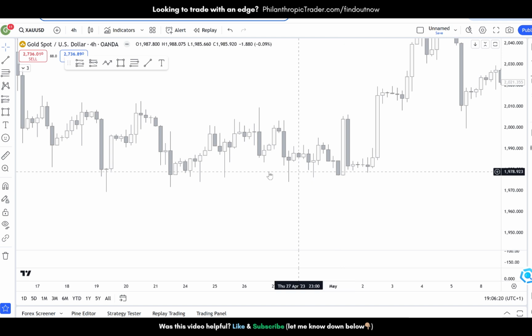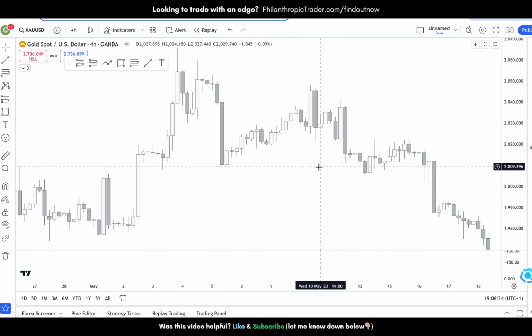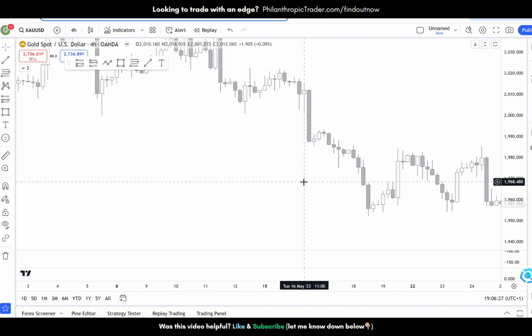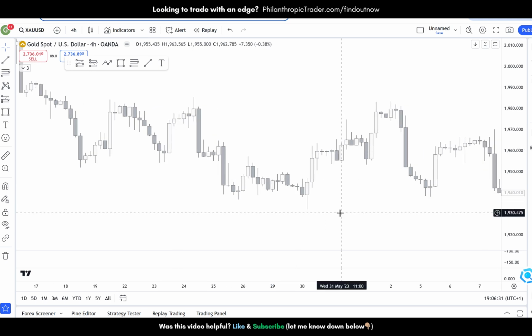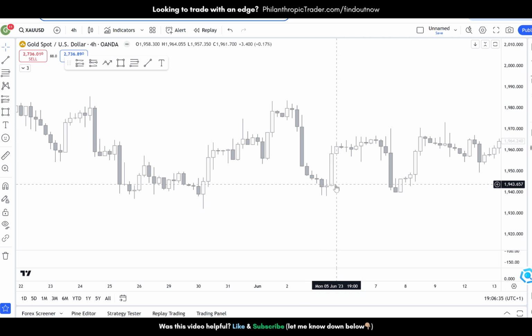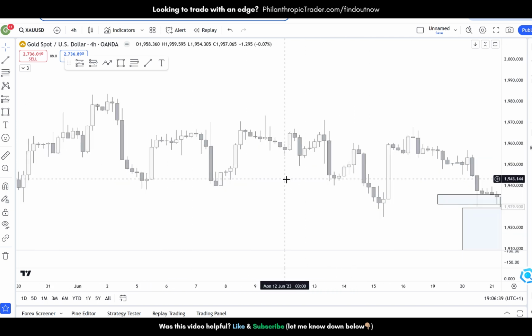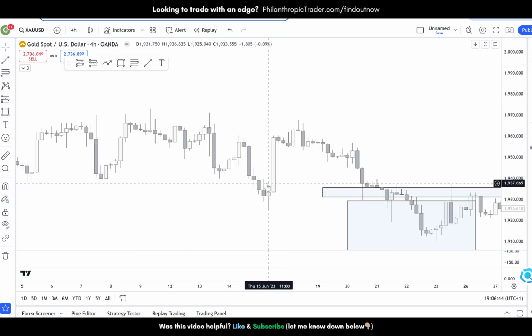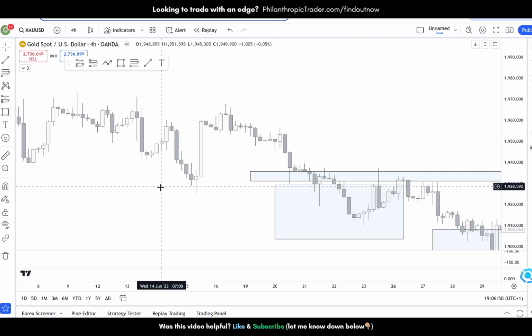Let me see if I see one. If I see one, then I will definitely show it. I don't see it. It's just an original bullish or bearish engulfing candle. I don't see it at the moment, but okay. That's the engulfing candle.